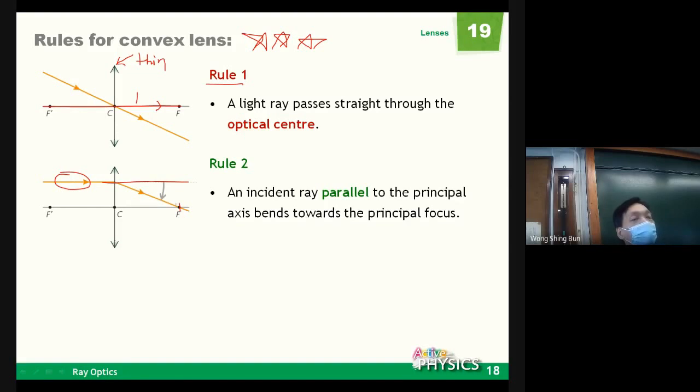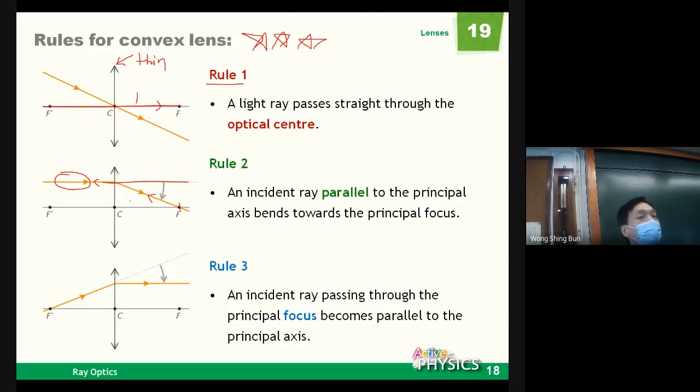Parallel, pass through focus. Okay, and also in the last chapter, we know that the light ray can go back. It means that you can change the direction of the arrow like that. No problem at all, because they can pass through the same path. Then what will happen? We will have the third rule. This one. Reverse the direction. This one, parallel, pass through focus. If I pass through focus, then what will happen? Parallel out. This one. Pass through focus, parallel out.